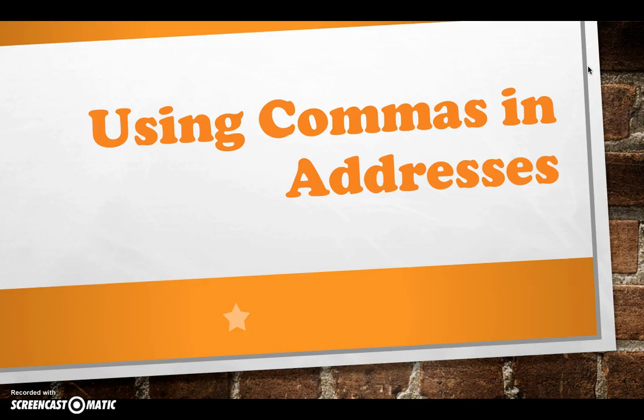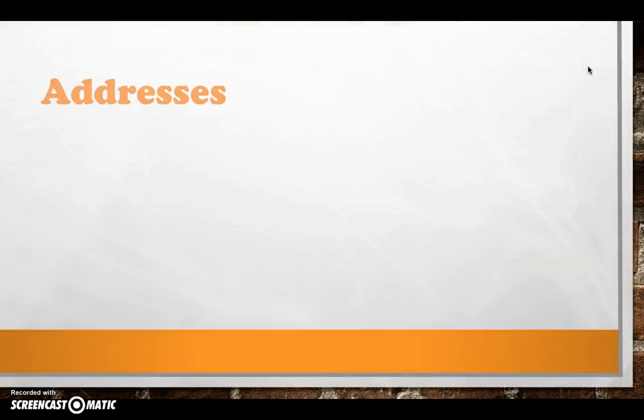Commas in addresses. First, let's talk about what an address is. An address is where someone lives, so it's where you live, your house, your apartment, your business, your school. Everything that you can mail something to has an address. Yes, even the White House has an address because somebody lives there and works there.